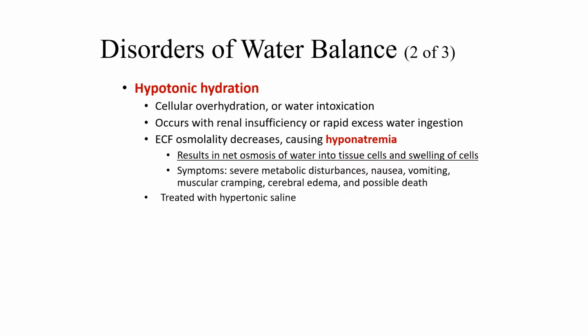Hypotonic hydration. So the cells are overhydrated. This is often called water intoxication. It can happen when the kidneys aren't working properly, or if someone is rapidly taking in excessive water. You may have seen something similar to this when people take in alcoholic beverages too fast, and it causes everything to be out of balance.